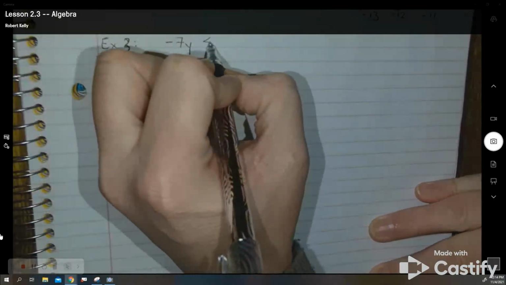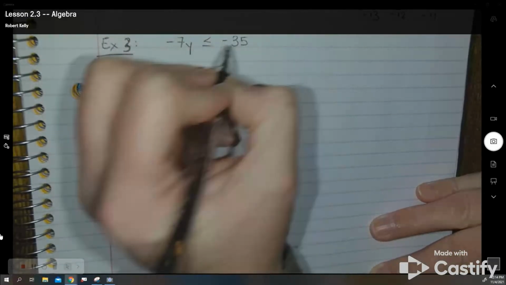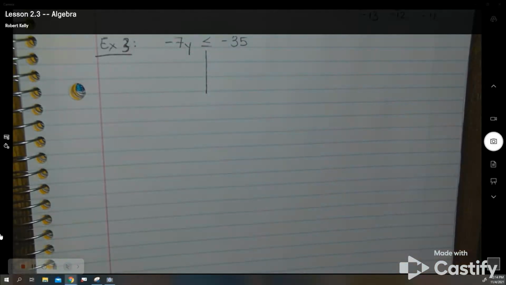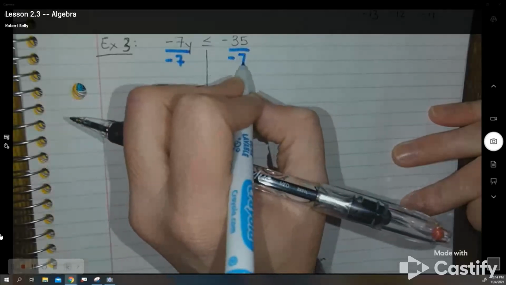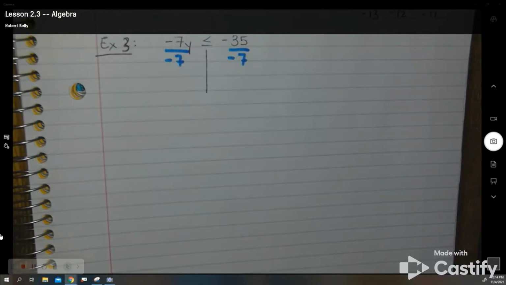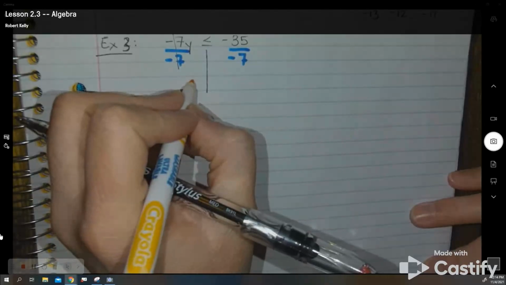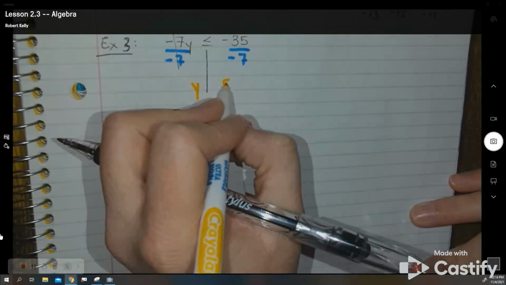So -7y is less than or equal to -35. So the process is the same. These are attached using multiplication. I'm going to undo that by dividing by -7. That part is exactly the same. No big deal. So -7 divided by -7 leaves us with 1y. -35 divided by -7 leaves us with +5.